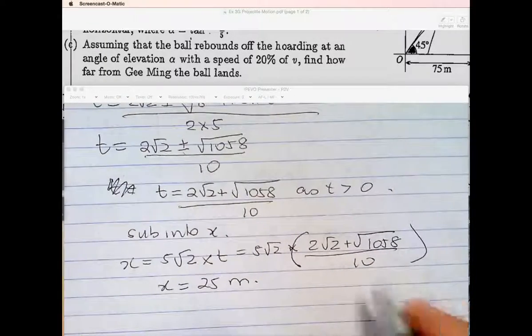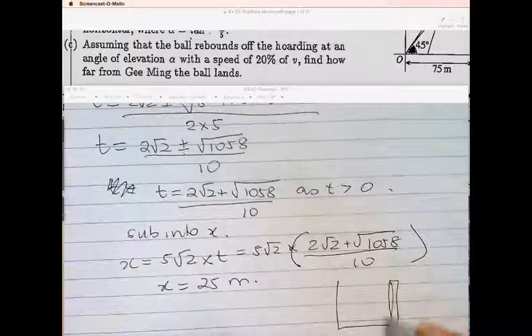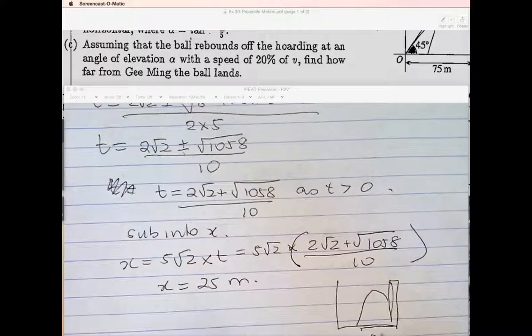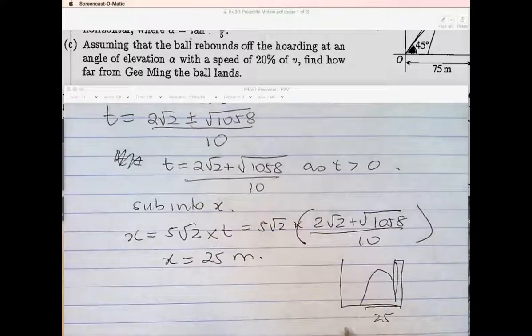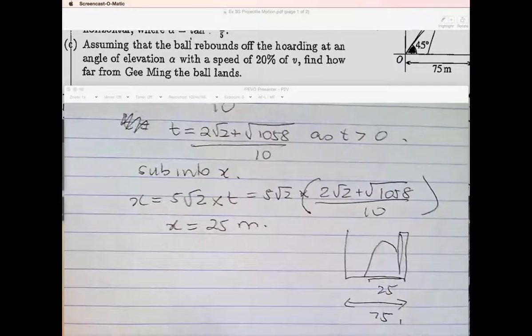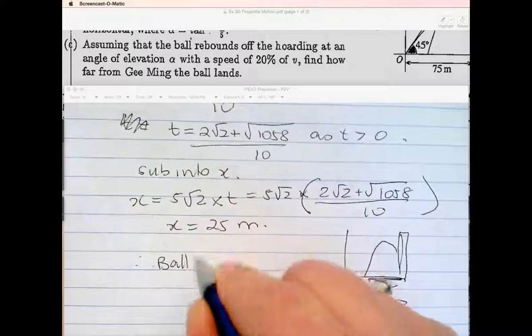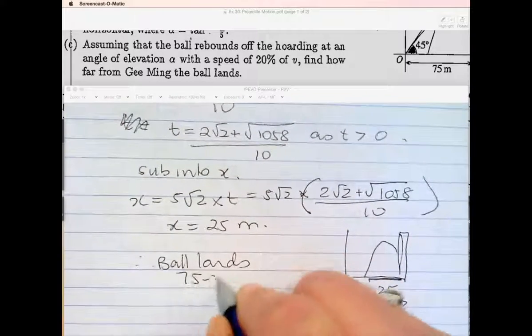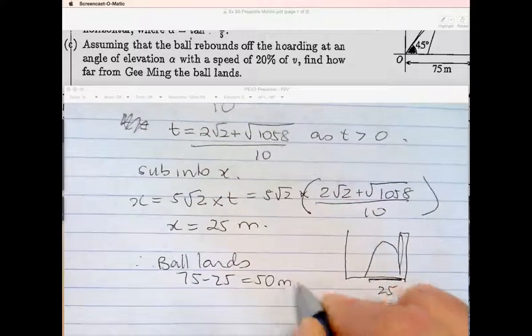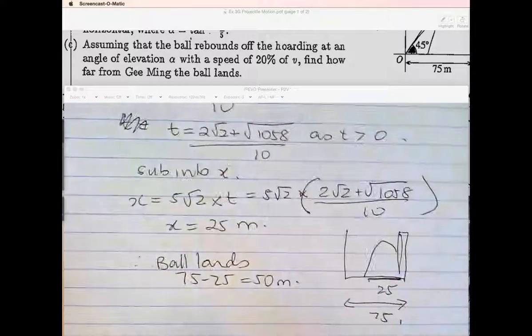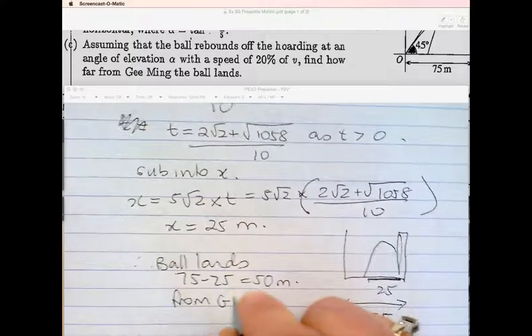So that's the rebound, girls. It rebounds back. That's 25. So girls, remember that was 75, the whole thing? So how far from him? That's 25. Therefore, the ball lands 75 minus 25, 50 meters from him. From Ji Ming.